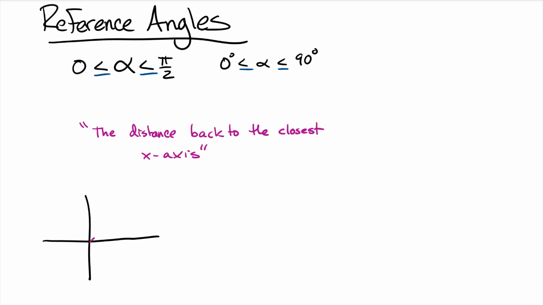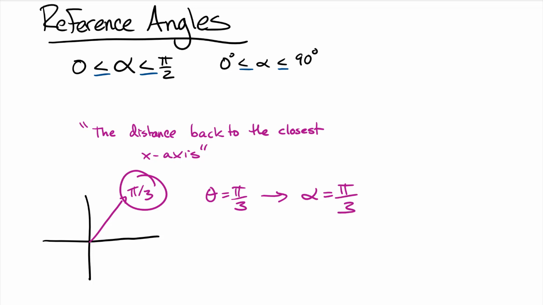So if I was to give you an angle of pi over 3, well, pi over 3 is already theta's pi over 3. We are already in between 0 and pi over 2. Hence, our reference angle is just pi over 3. It's the same thing as the angle because we're already in the first quadrant. Well, let's stick with those 3's and let's go to 2 pi over 3.